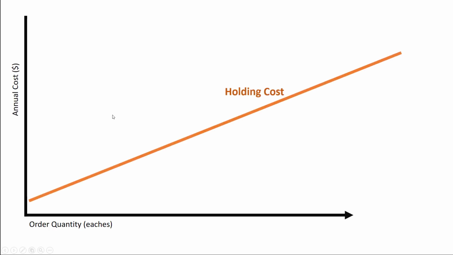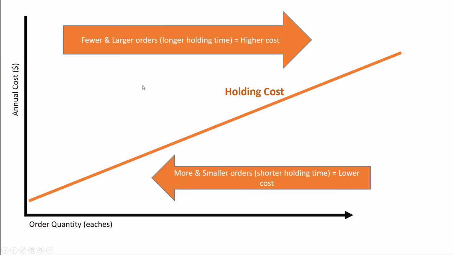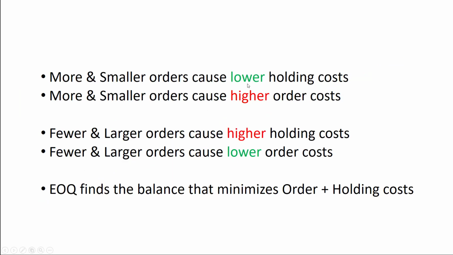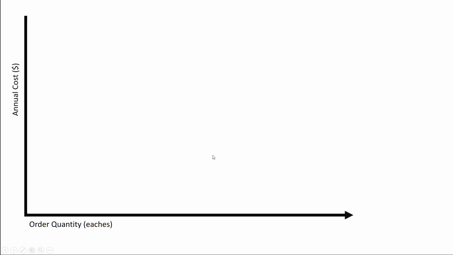So that line looks like this. If we have fewer and larger orders, we have a longer holding time, we have a higher cost. If we have more and smaller orders, more frequent ordering, we get a lower cost. So then these are kind of flip sides of the same coin. So EOQ finds that balance that minimizes our order plus our holding costs.